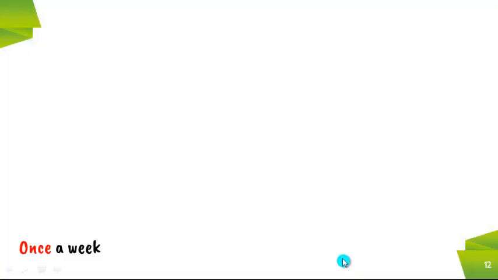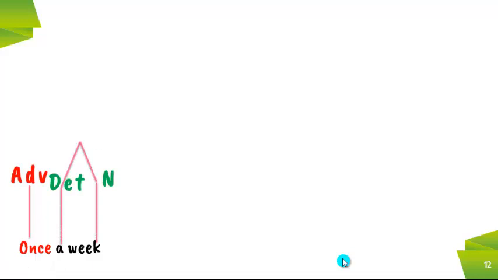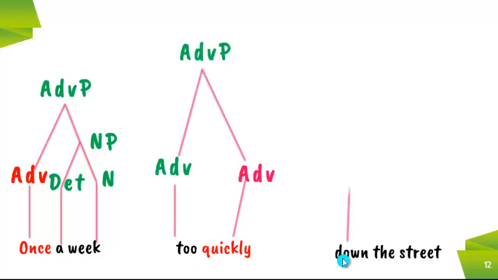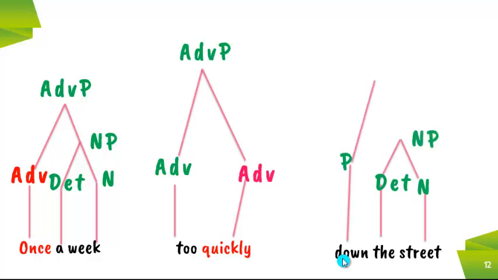Okay, so once a week. Determiner. So in red is the head word. The head word is quickly. Determiner plus noun, noun phrase, and down is preposition, and then adverbial prepositional phrase.